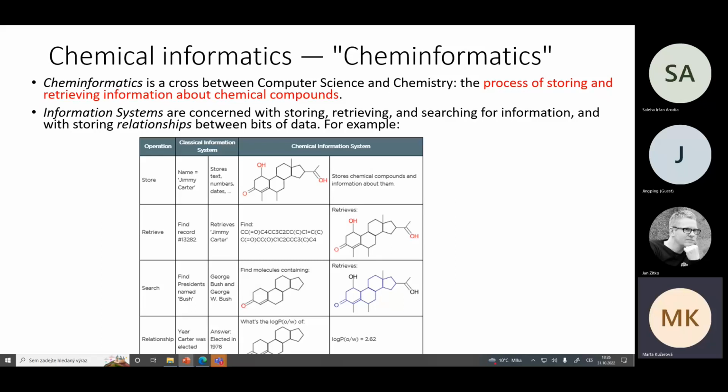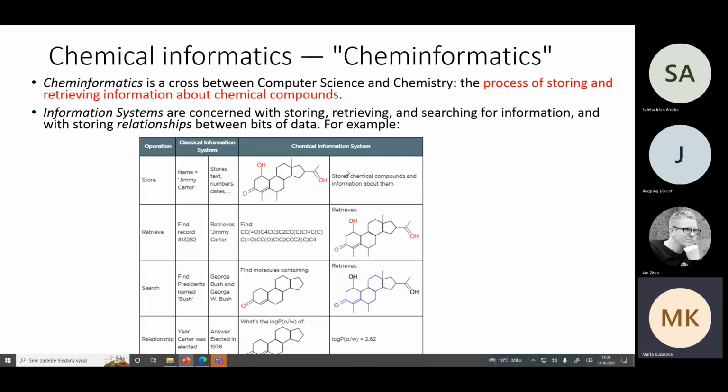So how the classical information system works is visible from the second and third column. You only deposit words or some numbers, for example, dates, and you are able then to retrieve based on the number of record or entry, based on some substructure search, or find a specific answer connected to a specific term.